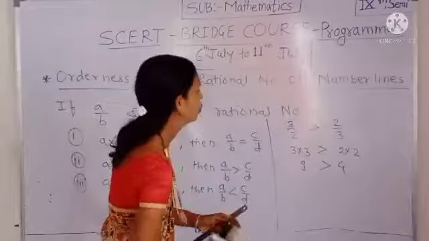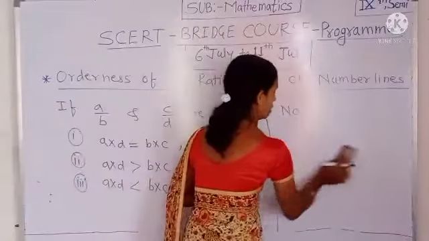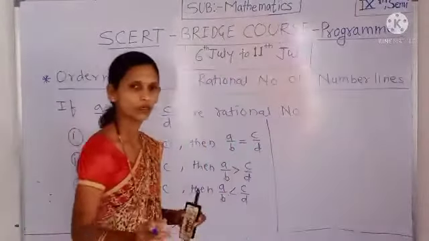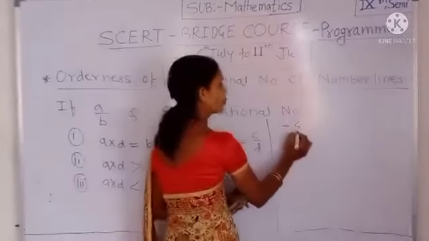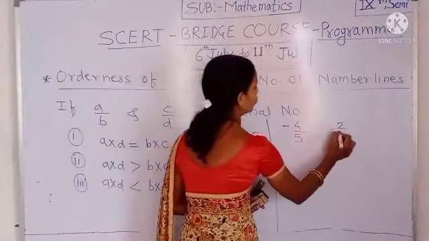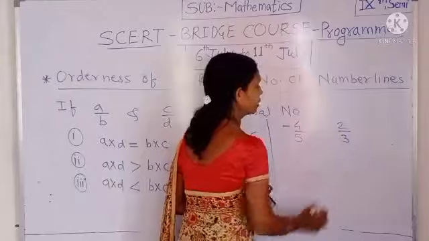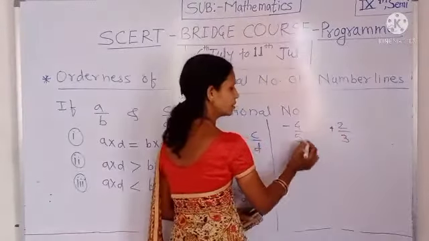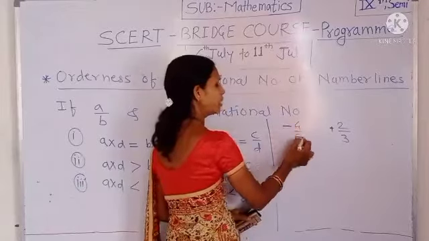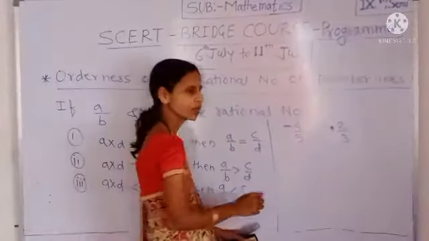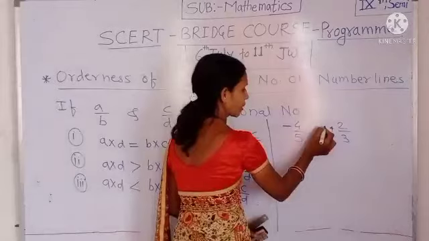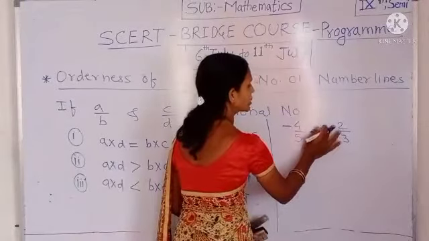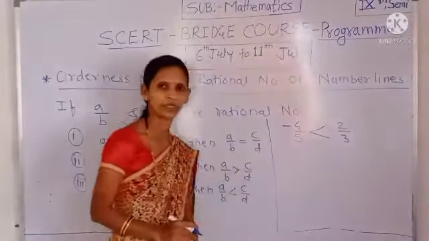Then I am going to discuss a few more examples with you. If minus 4 upon 5 and 2 upon 3 are given, then 2 upon 3 is a positive number and minus 4 upon 5 is a negative rational number. Therefore, positive rational numbers are always greater than negative numbers.